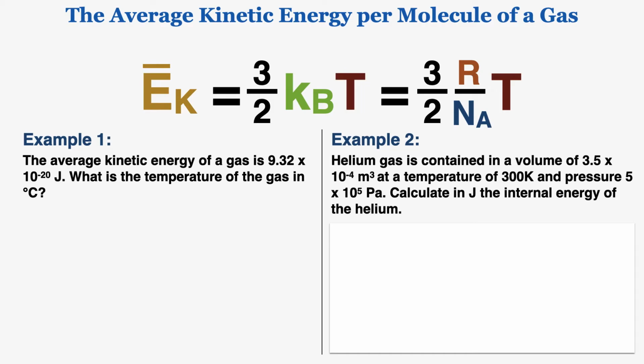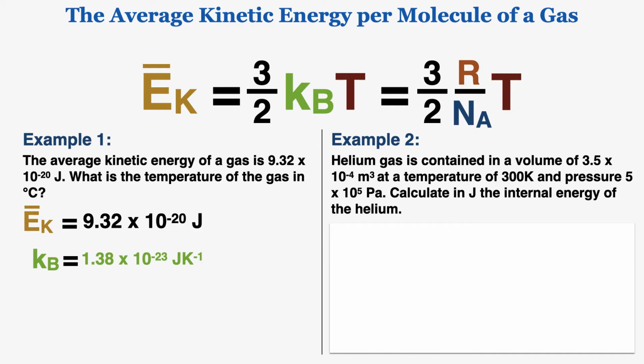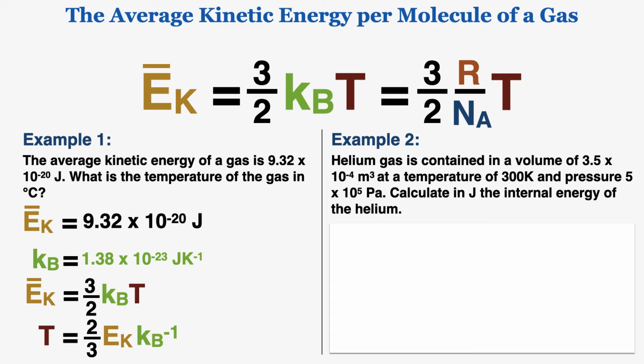In example 1, the average kinetic energy of a gas is 9.32 times 10 to the negative 20th joules. What is the temperature of the gas in degrees Celsius? So I have the average kinetic energy. I'm always given Boltzmann's constant. This is also in your IB packet. So plugging these into my equation and rearranging to find the temperature gets me 4,500 Kelvin. And because this is asking for degrees Celsius, I need to subtract 273 degrees. So this is actually equal to 4,227 degrees Celsius.